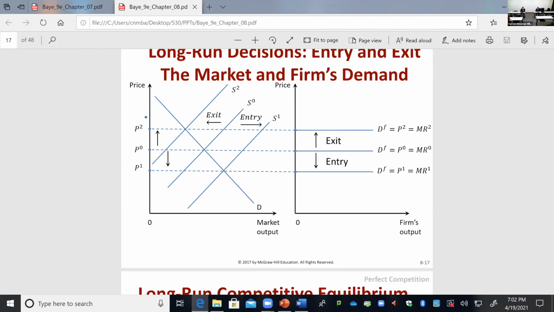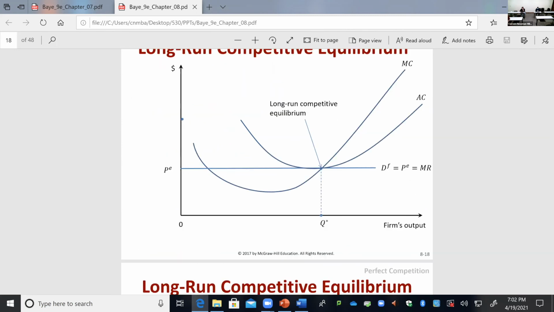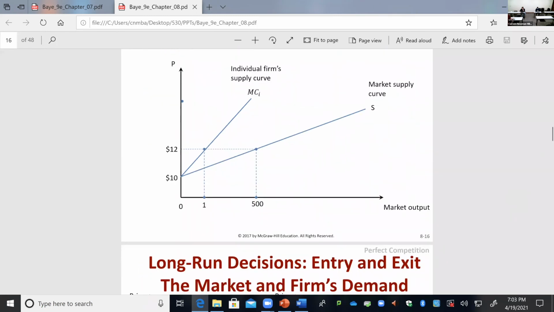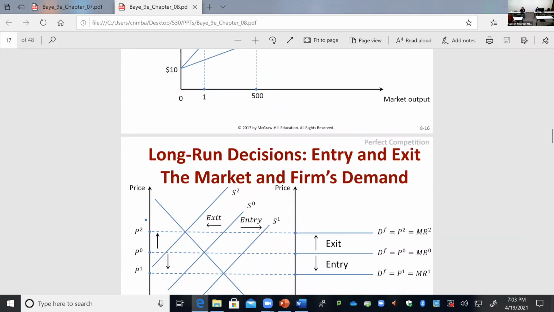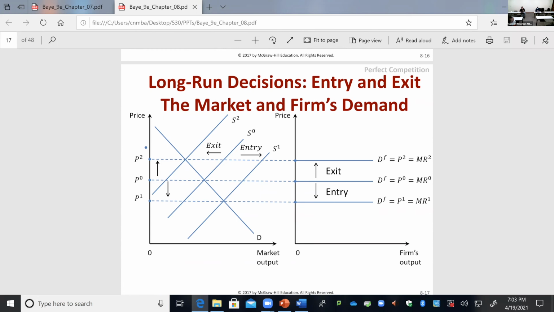Now, entry and exit are long run decisions. If there are positive profits, firms enter, and supply expands to the point where those profits go away in the long run. If there are losses, firms exit, supply contracts in the market to the left, and prices go up until you have zero profits. And remember, supply and demand determine the location of your individual demand. For example, when there is exit from the industry, your demand actually shifts up. When there is entry, your demand shifts down.